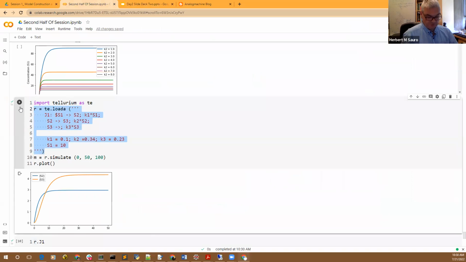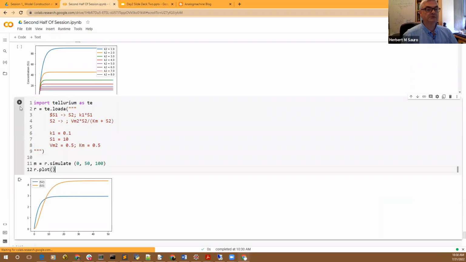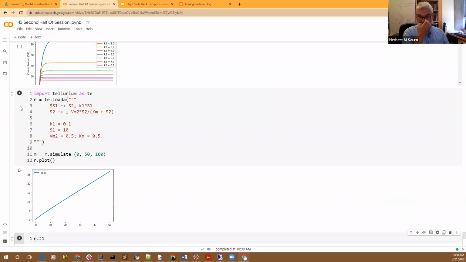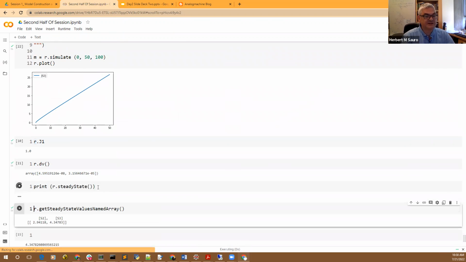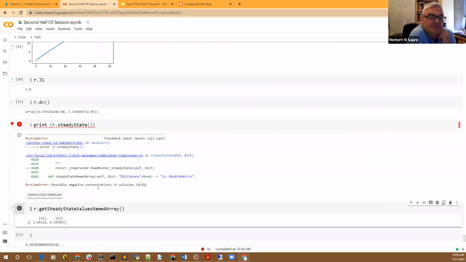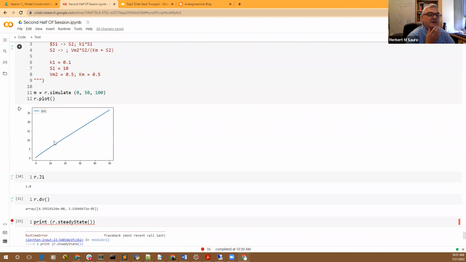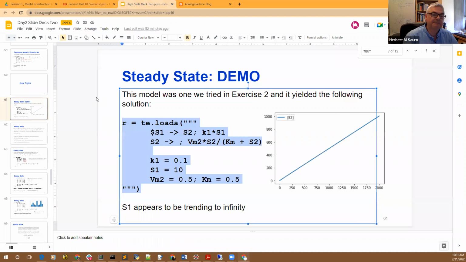Yeah. And let me get this model because this model didn't have a steady state. And I want to show you what happens. So this model, right, S2 goes to infinity, or looks like it's going to infinity anyway. If I try to ask it for the steady state, you actually get an error. This time the runtime error says possible negative concentrations in solution. It's not quite sure what's going on, but it cannot find a solution. That's because there's no steady state, because in this case S2 is going off to infinity.